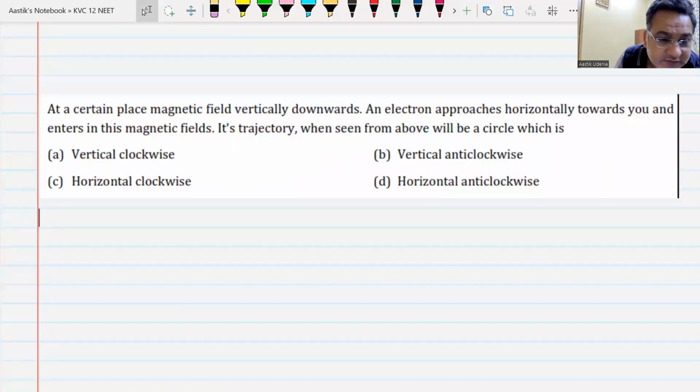In a certain place, the magnetic field is vertically downwards. An electron is approaching horizontally towards you and enters this magnetic field. Its trajectory, when seen from above, will be a circle, which would be how?